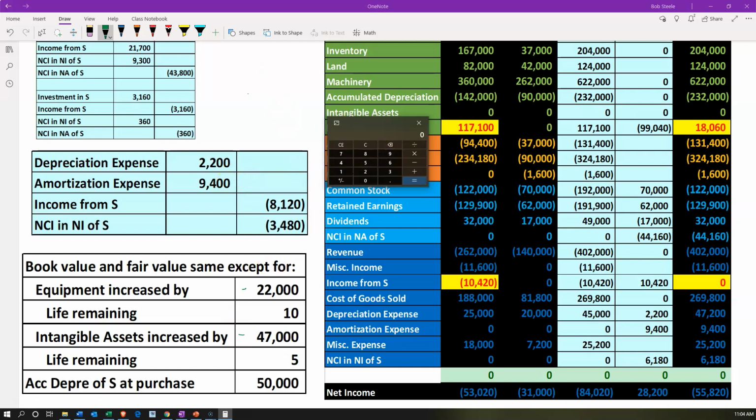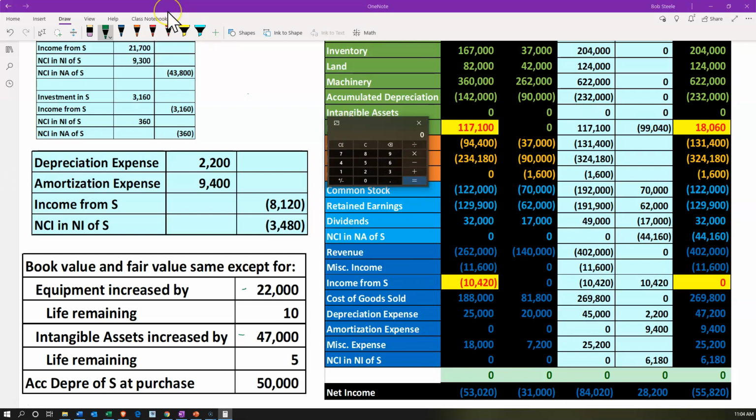So then if we take that 9,400 plus the 22,000, we're going to allocate that out between the non-controlling and controlling interest on the income statement side of things, which is controlling interest income from S reflected here, and non-controlling interest in net income. So we're going to take that times the 0.7.